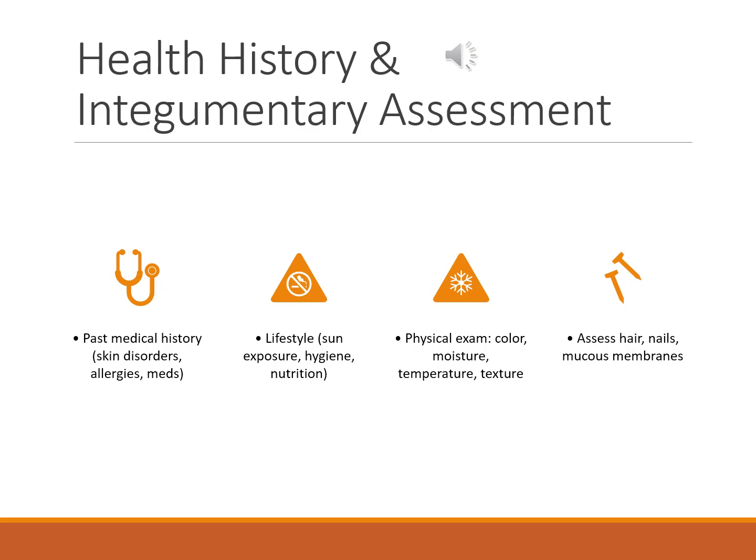Then we'll look at the temperature of the skin. So using the back of our hand, we want to palpate, comparing both sides of the body, making sure that the skin is dry and warm and intact. If it is increasingly warm to hot, this may mean inflammation or infection. If it is cold to the touch, this can mean poor circulation. With the moisture that we're going to be assessing, we want to make sure that the skin is dry.